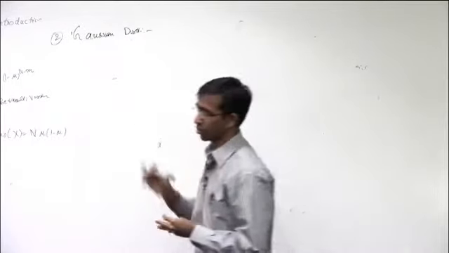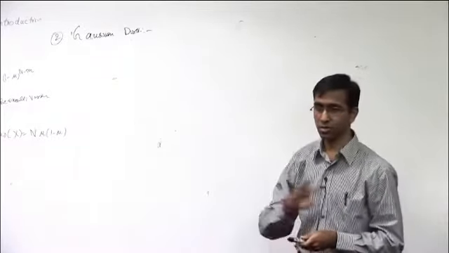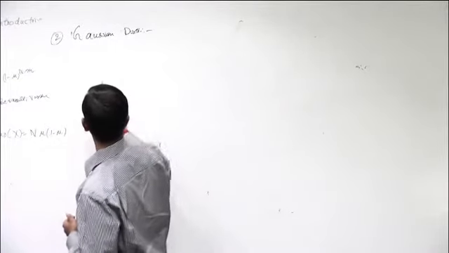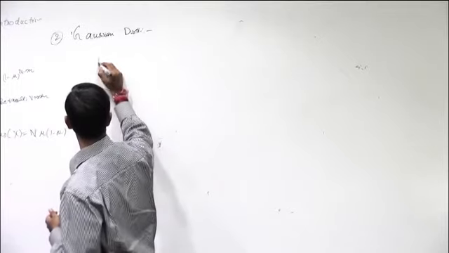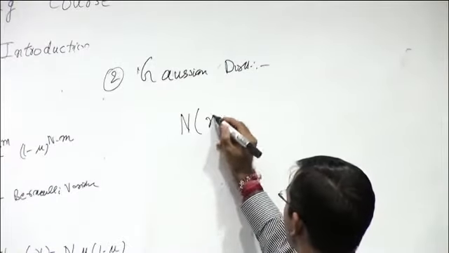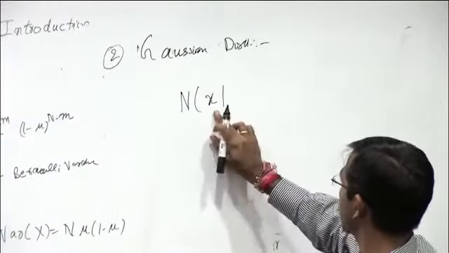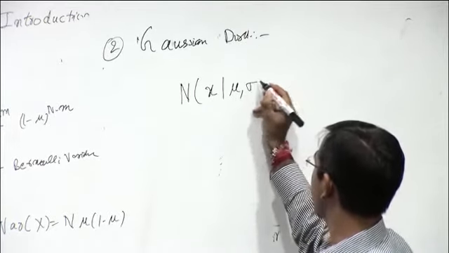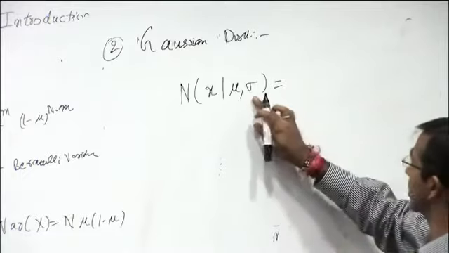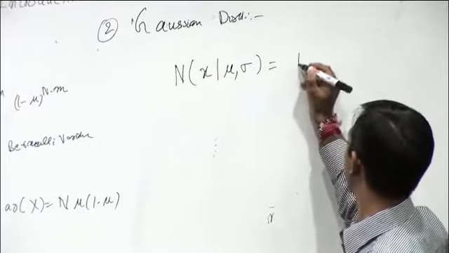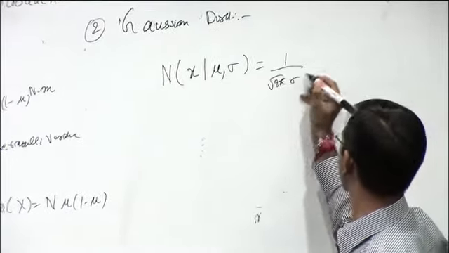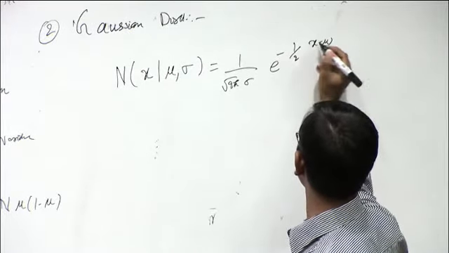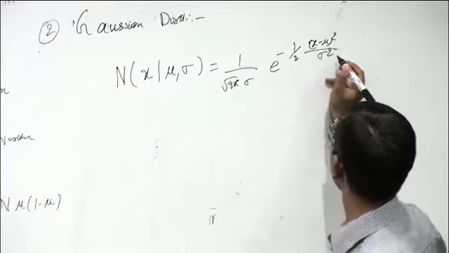So far, all the examples that we considered were discrete distributions. This is the first continuous distribution that we are looking at. The probability density function of some x, given your mean and standard deviation, is given by 1 by root 2 pi sigma e to the power minus (x minus mu) squared by sigma squared.